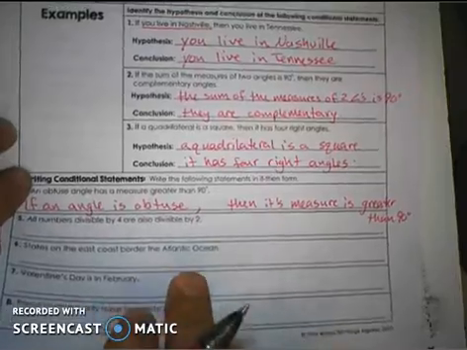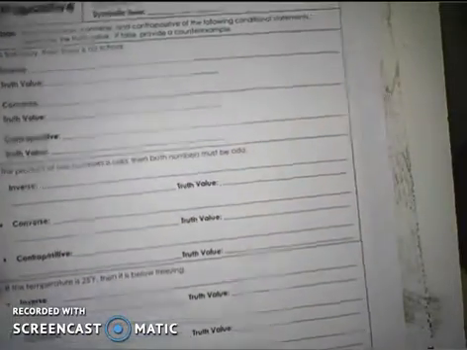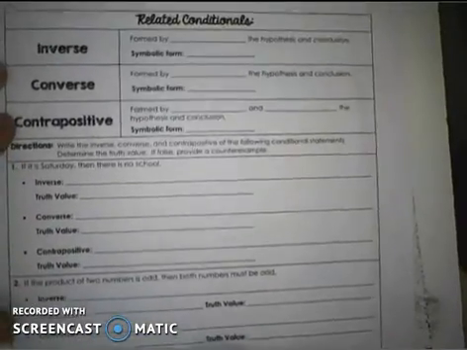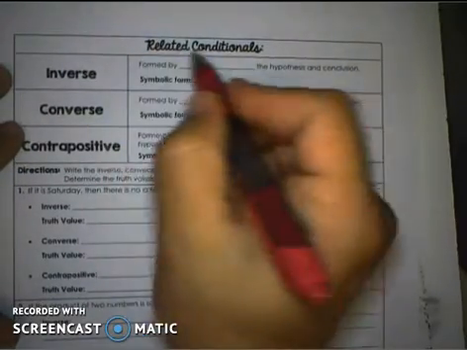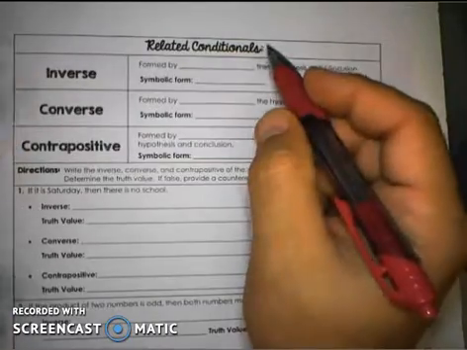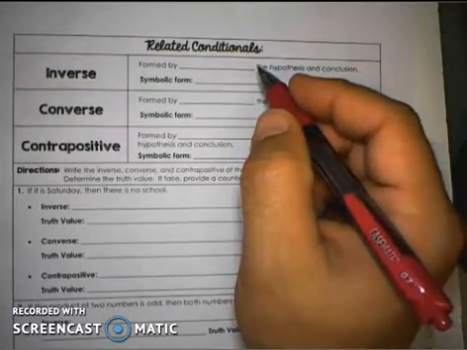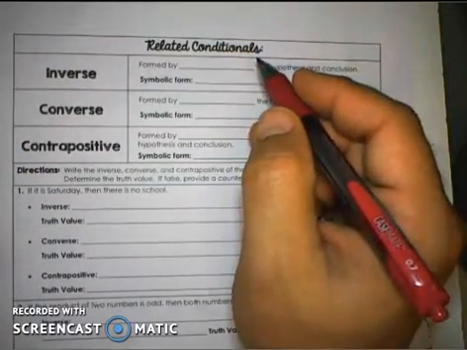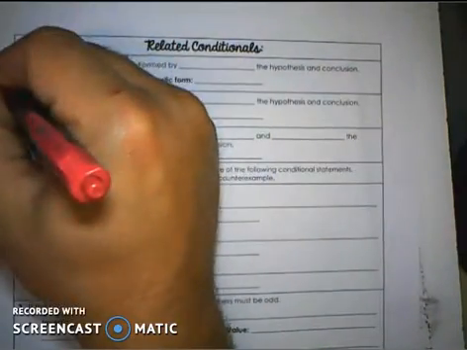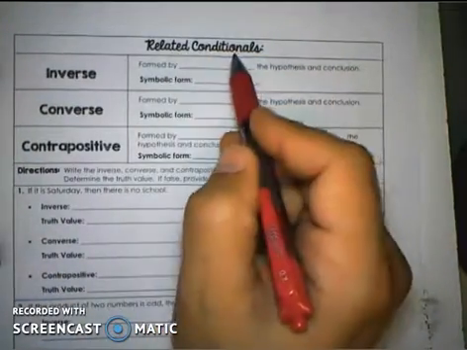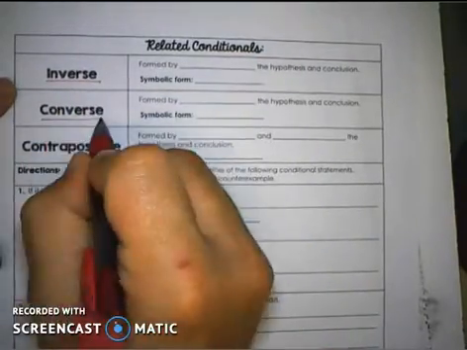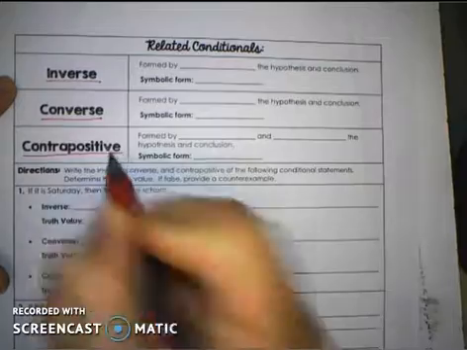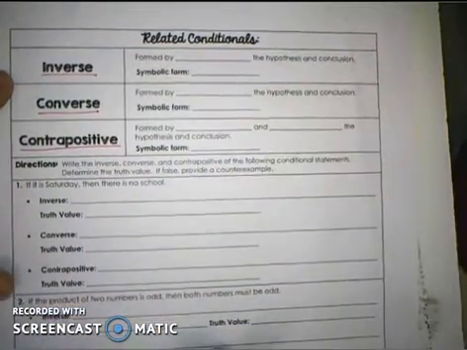All right? So let's go ahead and go to the next page. When we talk about conditional statements, we can talk about some related conditional statements, and that's taking these if-then statements and rearranging them in certain ways. Okay? And we have 3 related conditionals that we want to talk about, and that's the inverse of a statement, the converse of a statement, and the contrapositive of a statement. I'm going to explain what all these mean.